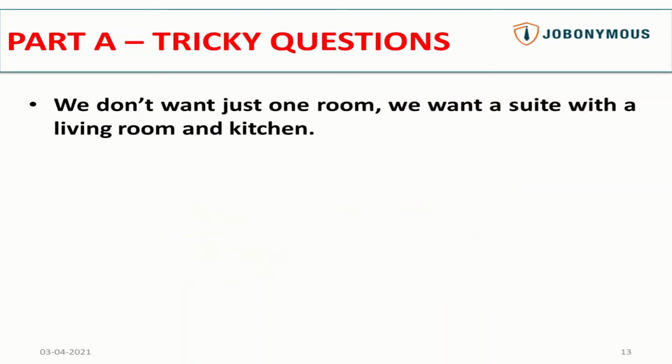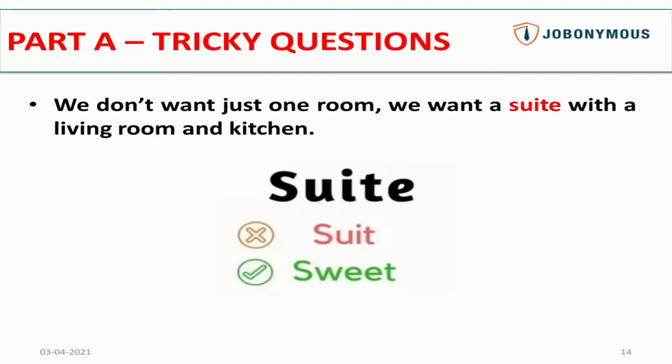So read it. I'll tell you, most of you read it like, we don't want just one room. We want a suite with a living room and kitchen. However, this is not correct. The correct word here is suite. So you have to say it like this: we don't just want one room, we want a suite with a living room and kitchen.